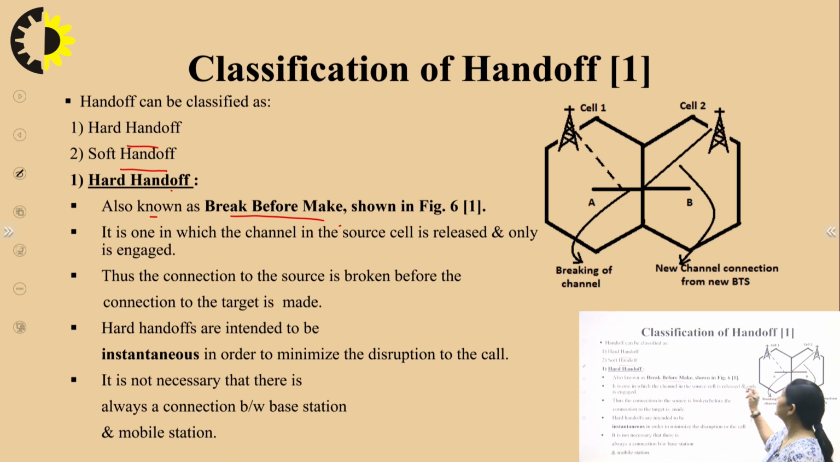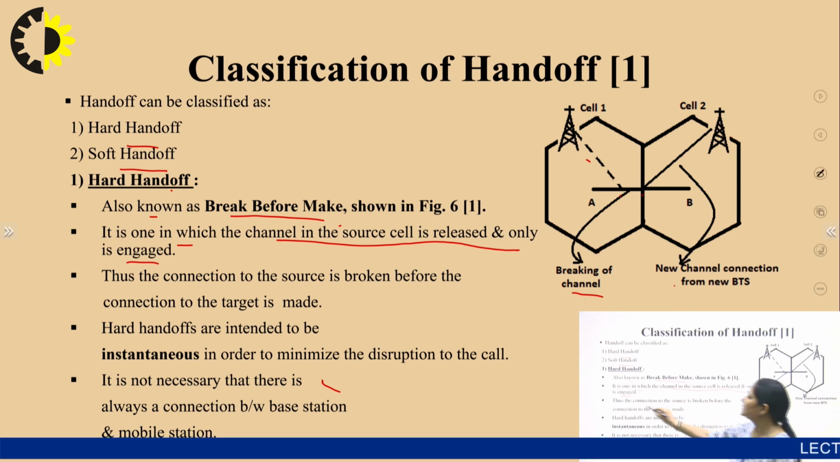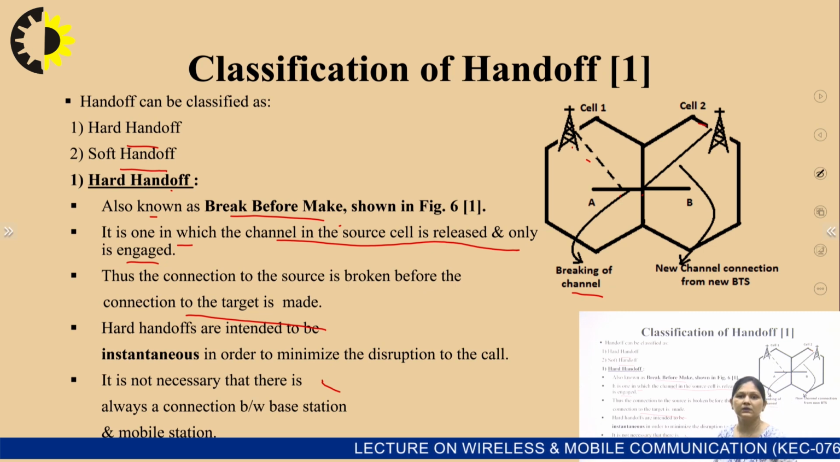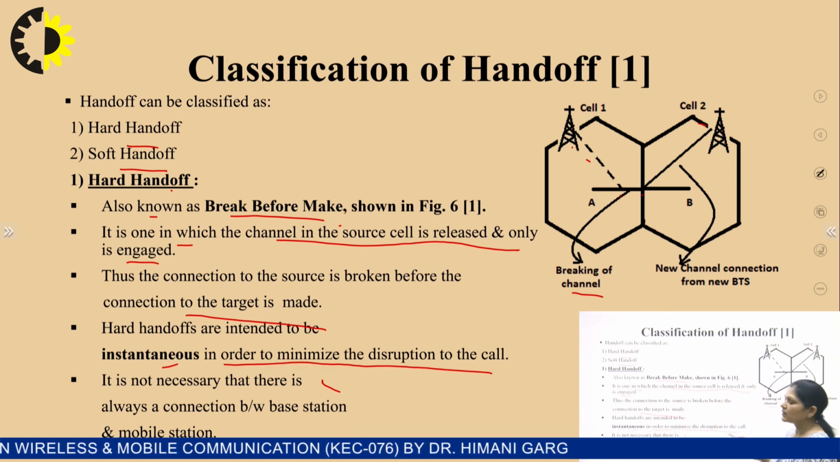Break before make. It is one in which the channel in the source cell is released and only then the new channel is engaged. Means the connection with the current cell is broken, and then the connection with the next cell is made and you will be provided with the new channel. Thus the connection to the source is broken before the connection to the target is made. Hard handoffs are intended to be instantaneous. If it is not instantaneous, then you will be able to hear some call drop or other noises. They are intended to be instantaneous in order to minimize the disruption to the call.